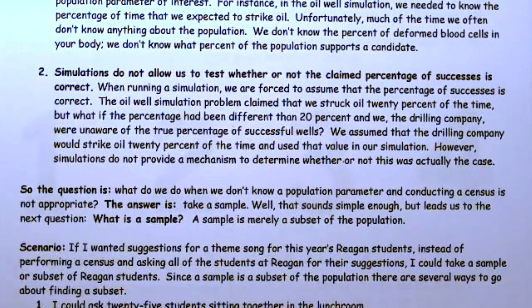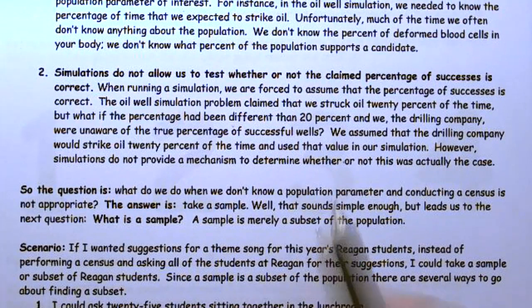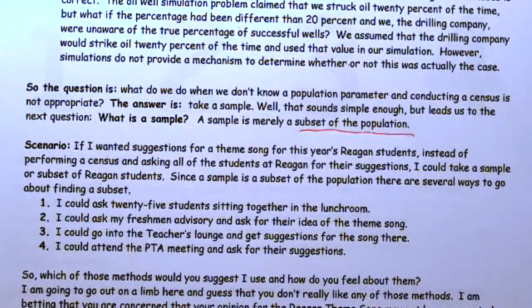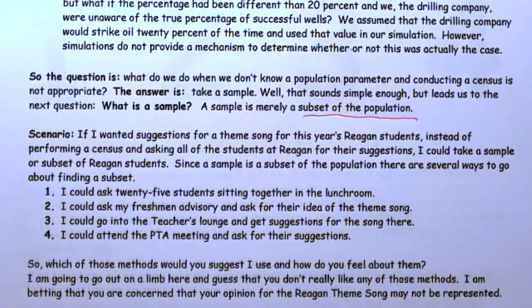Specifically, we talk about good samples. So the question is, what do we do when we don't know a population parameter and conducting a census is not appropriate? The answer, well, I've already told you, we take a sample. And while that sounds simple enough, it leads us to the next question. What is a sample? A sample is merely a subset of the population, but it needs to be a good sample, and a good sample needs to be representative of the population.